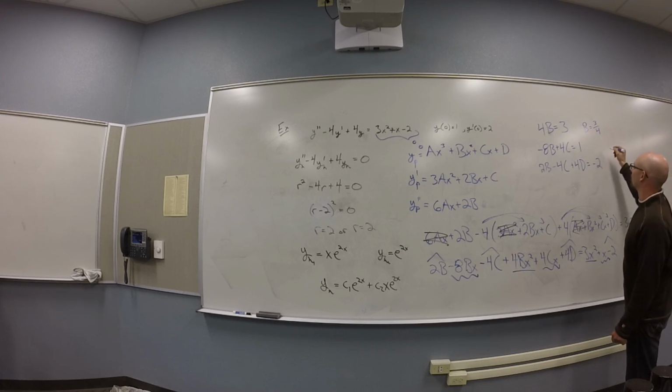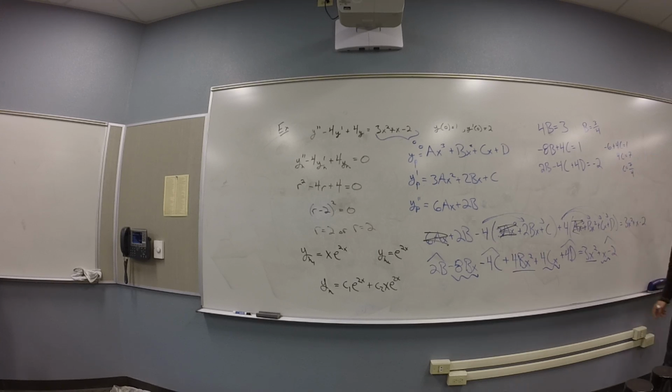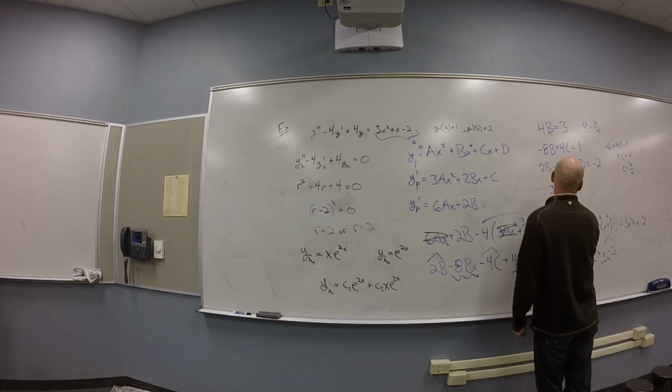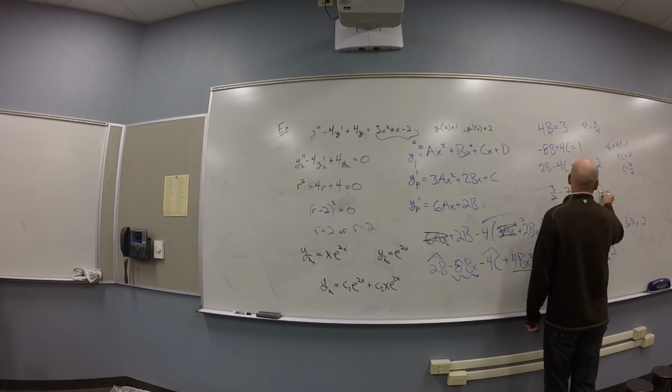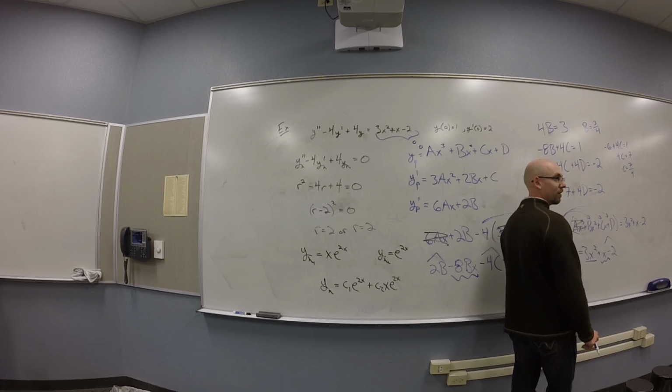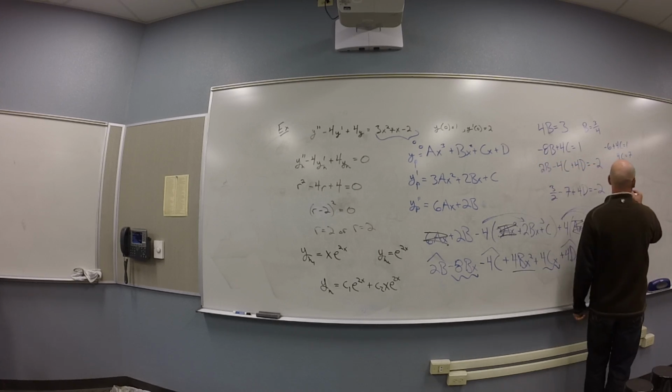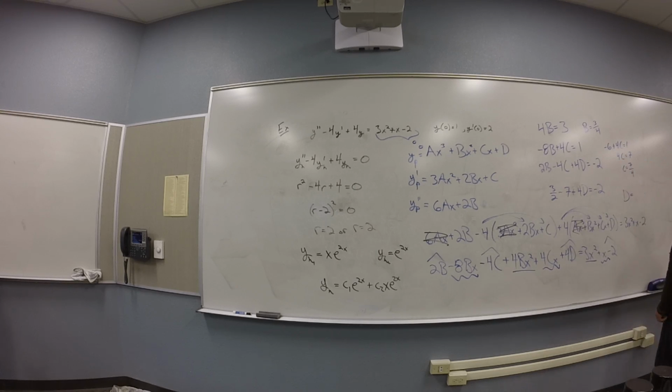Negative 6 plus 4c. So you got -6 plus 4c is 1, so 4c is 7, and c is 7/4. I didn't make this problem up. That's not that bad. And then jam those two pieces of information into the last equation. So you got 3/2 minus 7 plus 4d is -2. So then convert to halves or whatever, and get d.